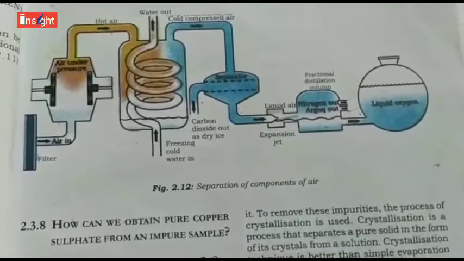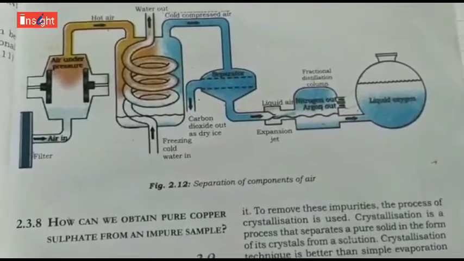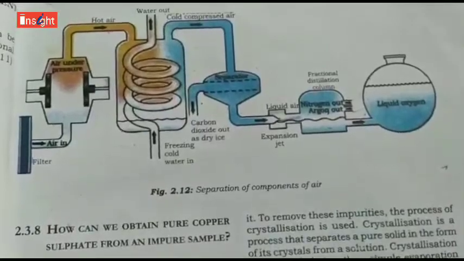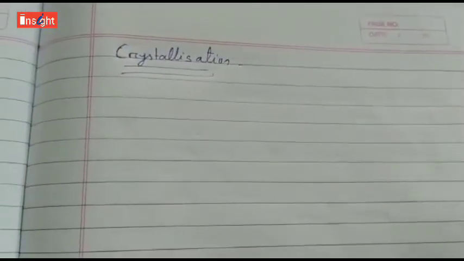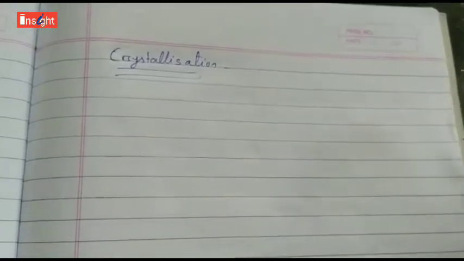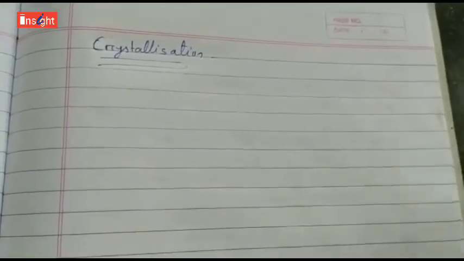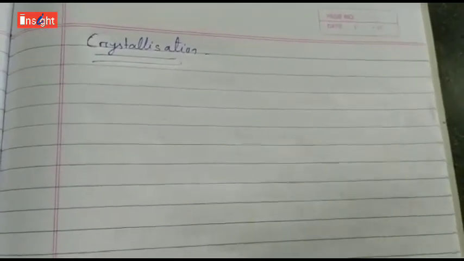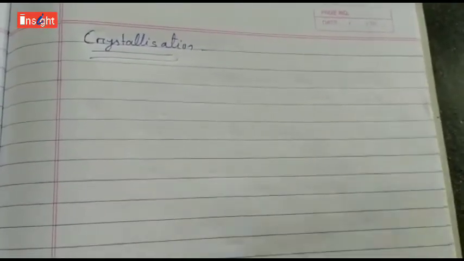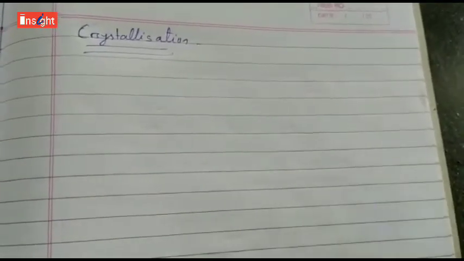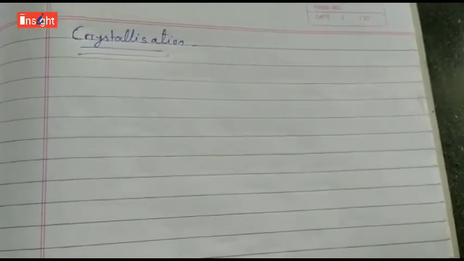Now we will see how we can get a pure substance from an impure sample, or what crystallization is. By using the crystallization method, we can get pure solids. The crystallization method is used to purify solids. For example, the salt we get from seawater has many impurities in it, so we use the crystallization method to remove the impurities.